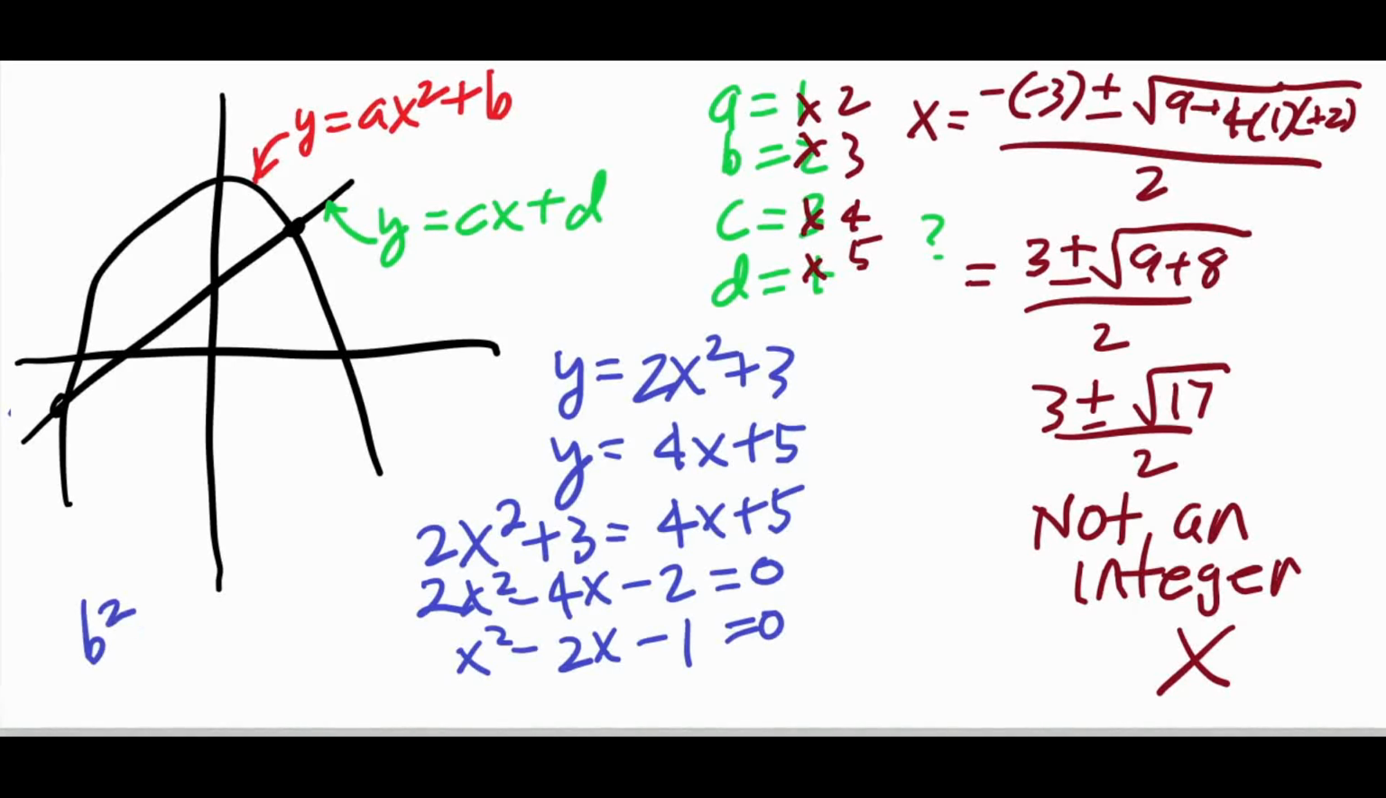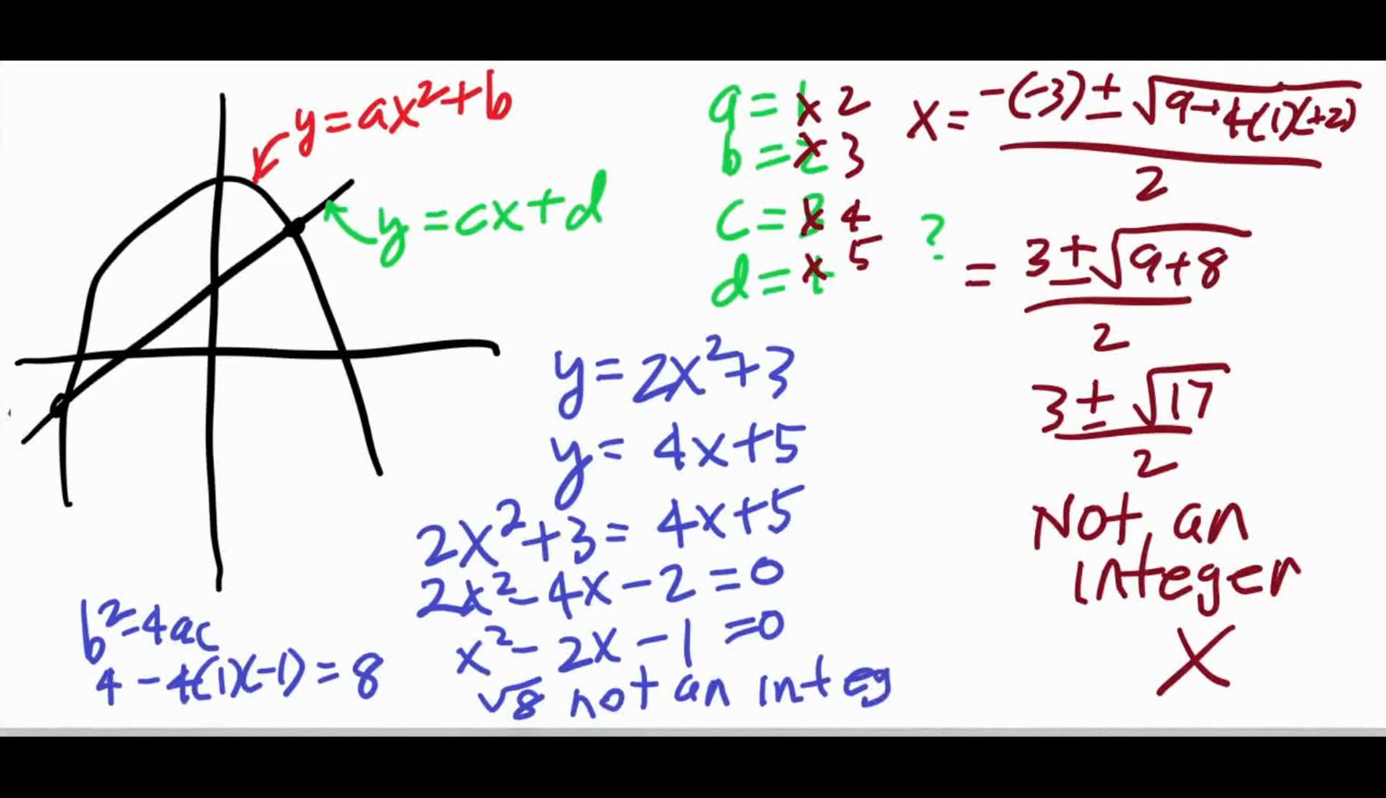But we know that b squared minus 4ac has to be a perfect square. If you take the square root of that, it has to be an integer. Well, that's going to be 4 plus 4, or 8. The square root of 8 is not an integer. So those four numbers don't work for a, b, c, and d. So we got to try again.